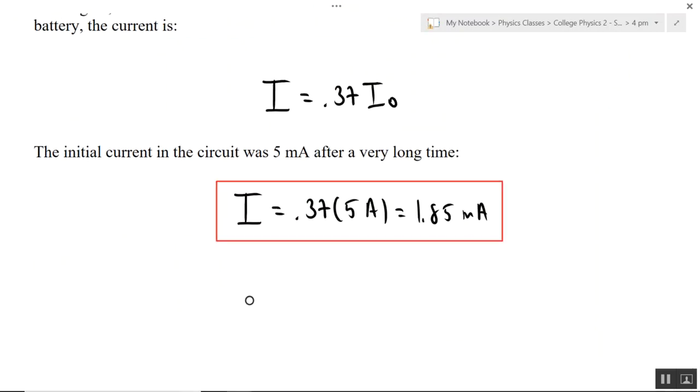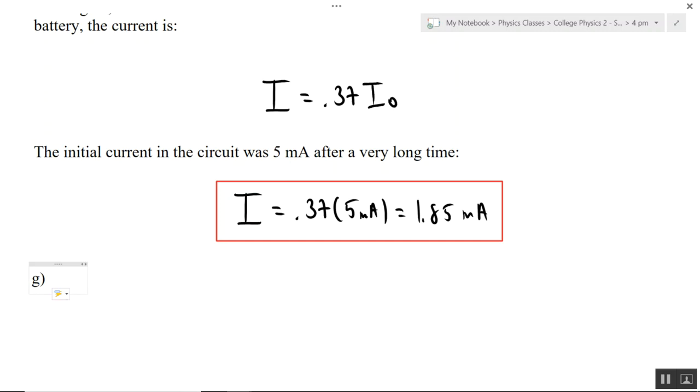Okay, so that's good for the, yeah. Oh yeah, that's right. This is milliamps. Right, that's right, okay. Okay, thanks. I miss those things sometimes.